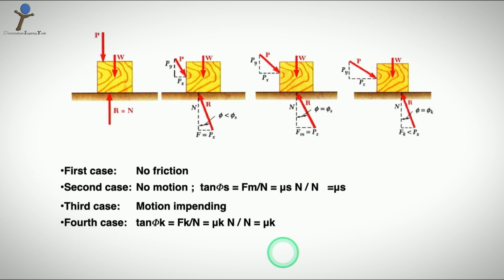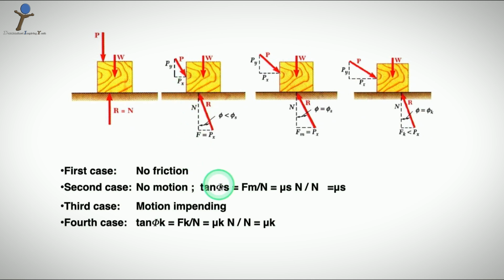Now let us understand the same phenomenon with respect to the resultant force R. That means we are replacing the F max and n with R. In the first case, there is no friction, and you notice that the resultant force R is equal to n. In the second case, there is a resultant force R which is at an angle of phi with respect to the normal reaction, and there is no motion.